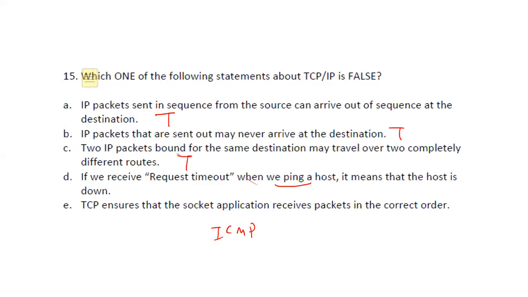The last one again is related back to the first part A. TCP ensures the socket application receives packets in the correct order. This is of course what I mentioned: the TCP protocol ensures that when I get all my packets, I will be able to rearrange them in the correct order, because we know that they're going to arrive out of sequence. So the TCP is in charge of ensuring that order is there. The one statement that is false here is actually the part D over here.